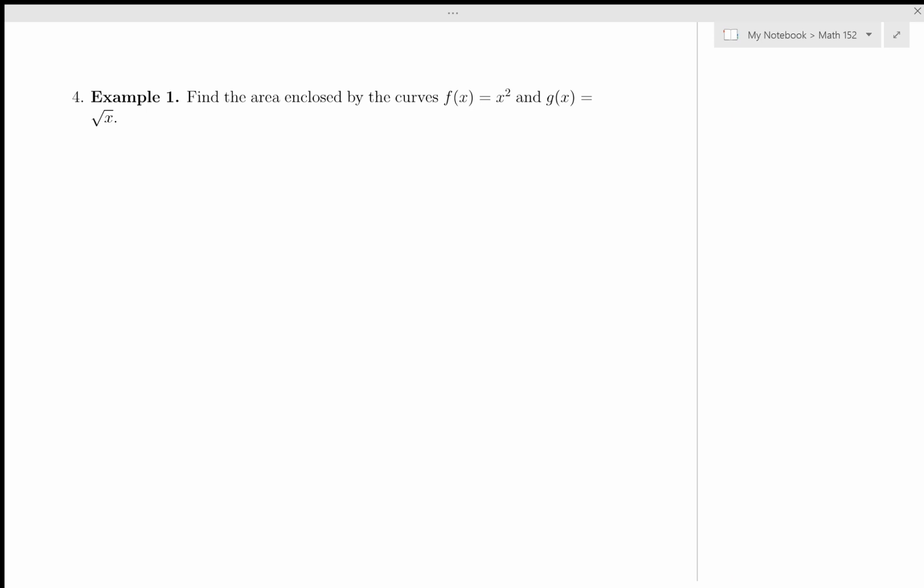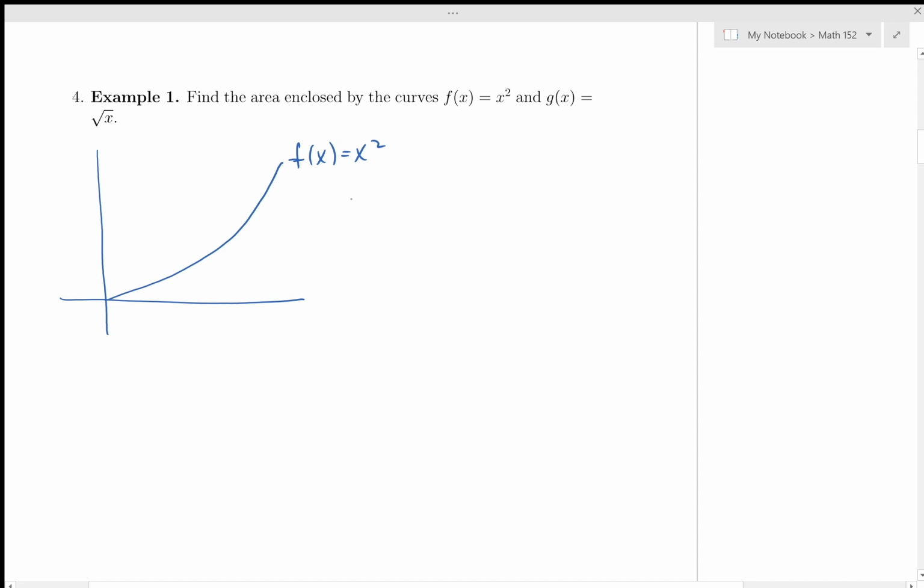Okay, so a little bit of caution is required in setting up the integral. Once the integral is set up, the problem is basically solved. So I'm going to draw the two curves. There is f of x equals x squared, and then I'm going to draw the second curve. There is g of x equals square root x. Okay, and I'm asked to find the area enclosed by the two curves. So now that I've drawn this picture, I can see that the enclosed area is sitting right here.